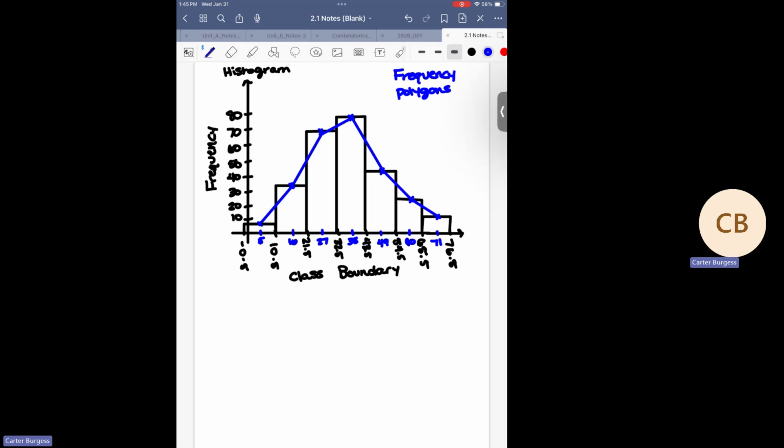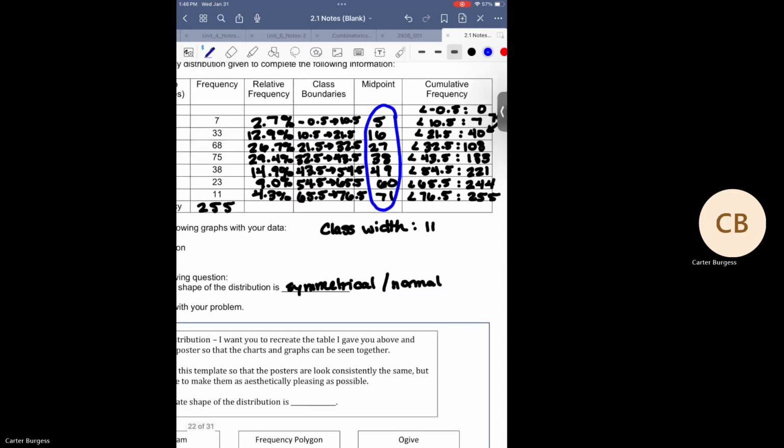What do I notice about my midpoints as I go from bucket to bucket? Increases by how much? From 5 to 16 to 27? Increasing by 11. Where is that 11 coming from? Not the standard deviation. We'll get to standard deviation later. Yeah, it's the difference between the class boundaries. That is our class width. It's the size, the length of a particular bucket.